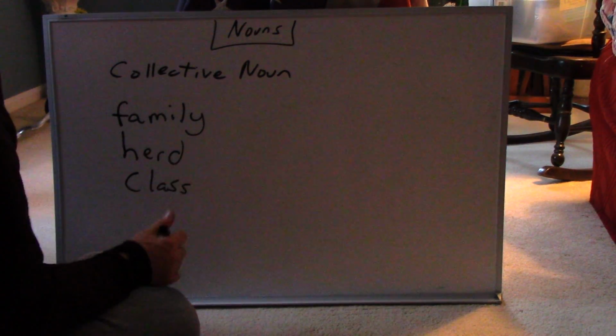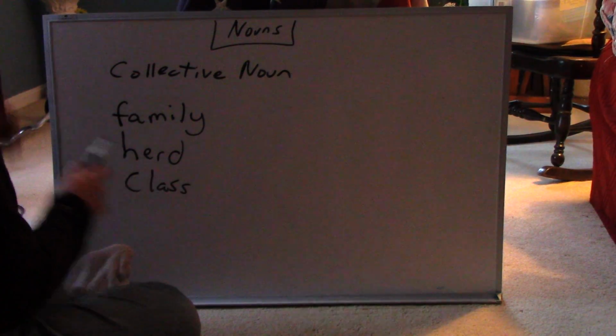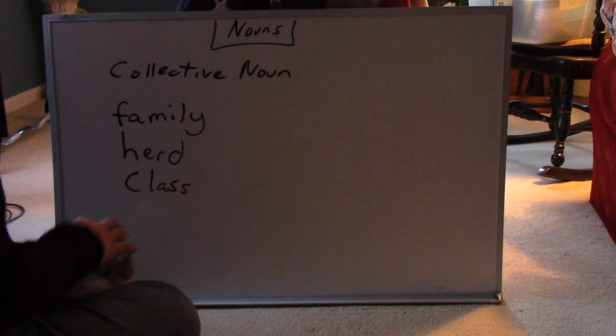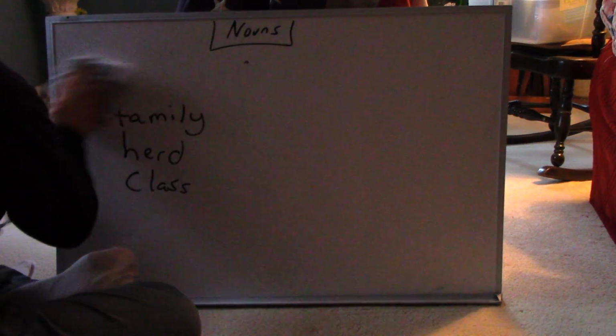A class is made up of a whole bunch of pupils. A herd is made up of a whole bunch of animals. And a family is made up of a whole bunch of people. Besides the mom, the dad, and the kiddies, there's aunts, uncles, cousins, etc., etc. All right, that's a collective noun.